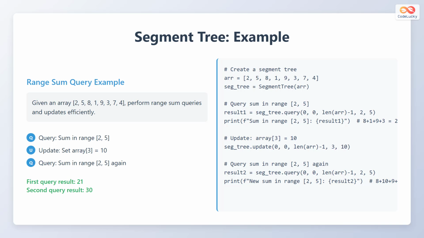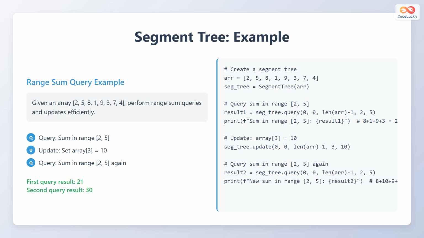Let's consider an example to illustrate the usage of a segment tree. Given an array 2, 5, 8, 1, 9, 3, 7, we want to perform range sum queries and updates efficiently. First, we query the sum in the range 2 to 5. Then we update the value at index 3 to 10. Finally, we query the sum in the range 2 to 5 again.